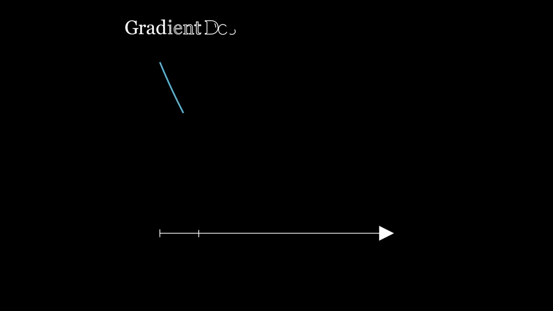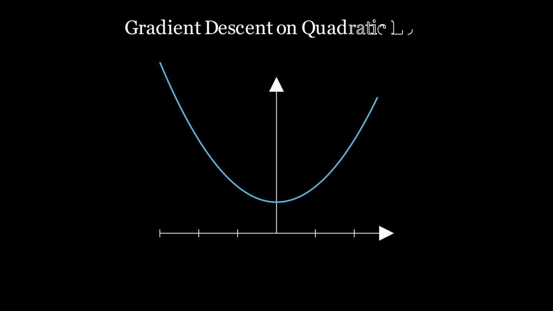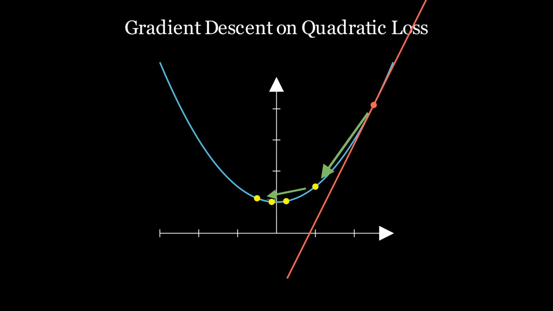Let's visualize gradient descent on a simple quadratic loss function. The algorithm takes steps proportional to the gradient at each point. Starting at a random point, we compute the gradient, which gives us the direction and magnitude of the steepest ascent. We then take a step opposite to the gradient direction. The size of this step is controlled by the learning rate alpha. This process repeats until convergence. Notice how steps get smaller as we approach the minimum where the gradient is 0.